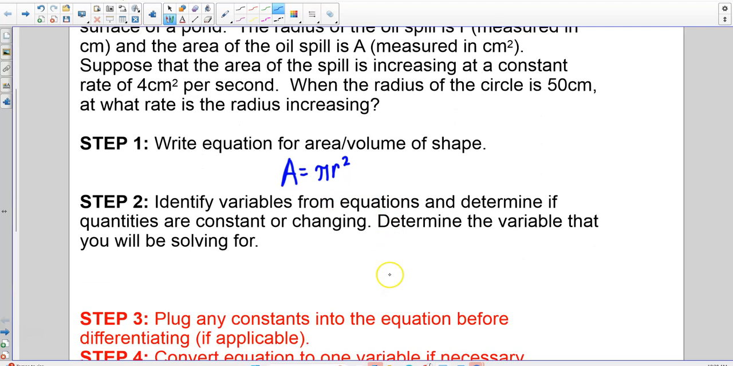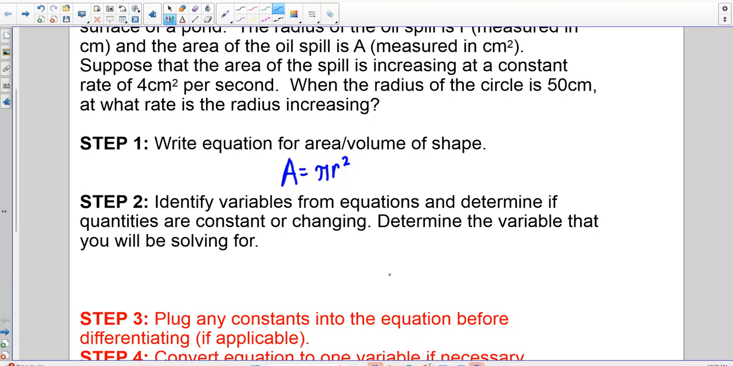So, what I had the students do last year, and this seemed to really help us kind of understand what can be plugged in before we take the derivative, what can be plugged in after. We want to identify the variables from the equations and determine if the quantities are constant or changing. Determine the variable that you will be solving for, right? So, you can start off with looking at the variables that you see in your equation.